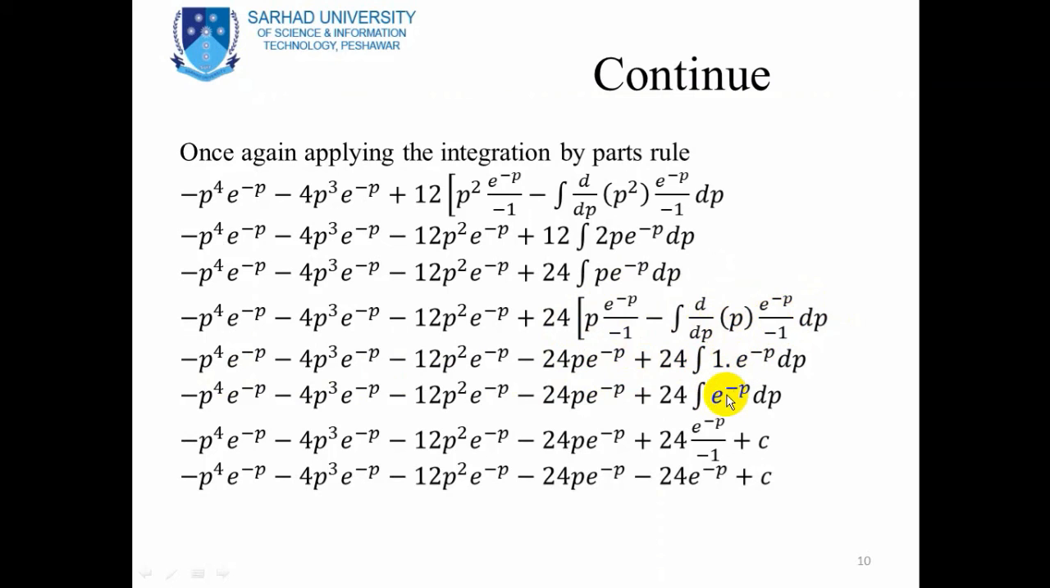Now the integration of e^(-p) is equal to e^(-p) divided by -1, plus c, the constant of integration. Now the overall result of the given problem is equal to -p^4 e^(-p) - 4p^3 e^(-p) - 12p^2 e^(-p) - 24p e^(-p) - 24 e^(-p) + c.